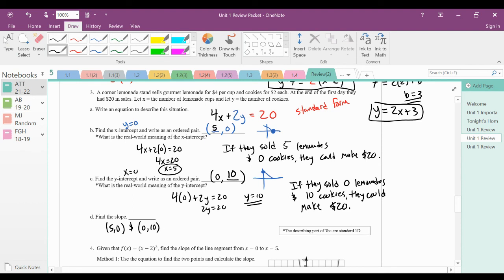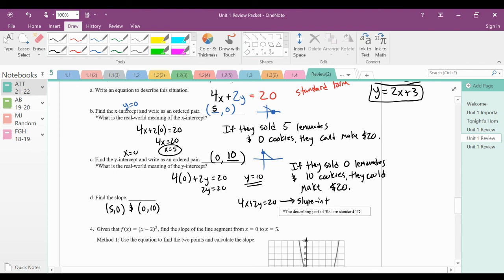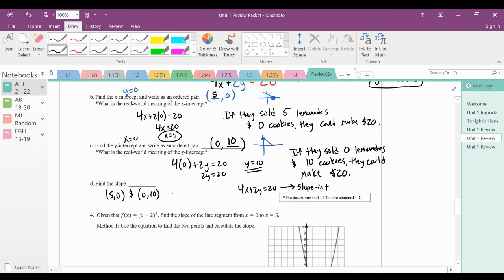You could also take that equation, 4x plus 2y equals 20, and put this into slope-intercept form. If you do that, you'll eventually see that slope in front of the x value. Easiest way, though, is probably finding the slope between the 2 points. So we would go with 10 minus 0 over 0 minus 5. 10 over negative 5 gives us a slope of negative 2, or negative 2 over 1, if you prefer to write it over 1.